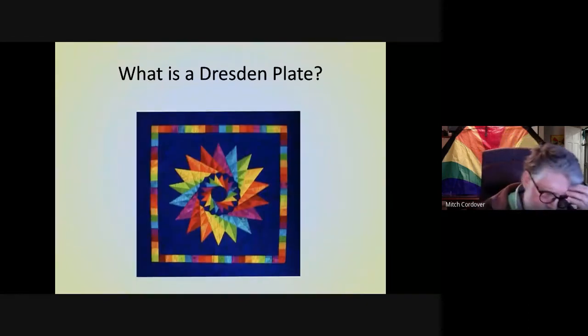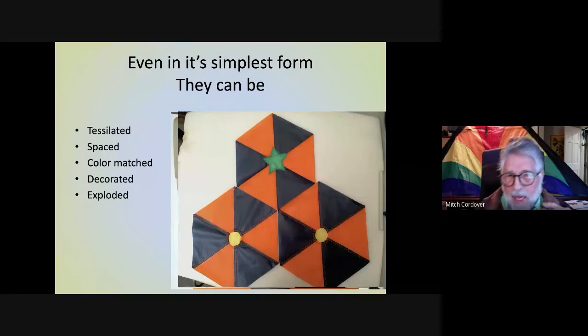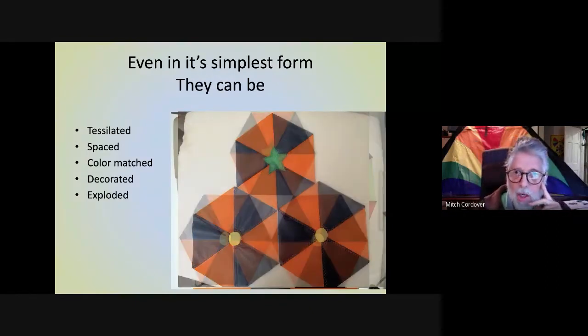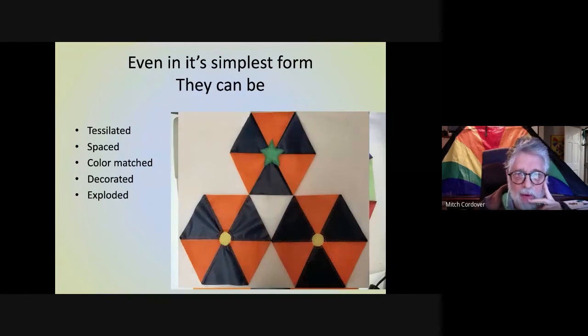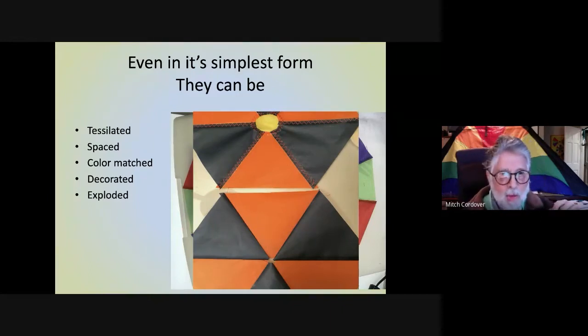And I think that I'll actually show an example of how this compass, this mariner's compass, is actually a kind of Dresden plate. So it struck me that it would be more useful. In fact, they can be tessellated. You know, tessellating means fitting things together so there's no spaces. Or they can be spaced so that the background fabric can shine through. Or they can be color matched. So in this case, you can tessellate them with the colors matched to one another.